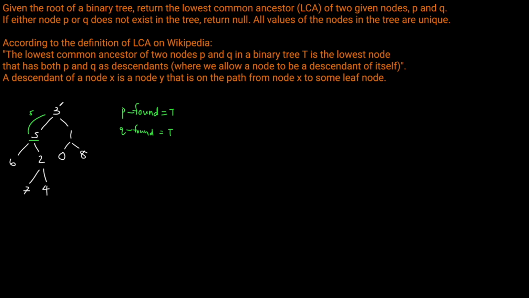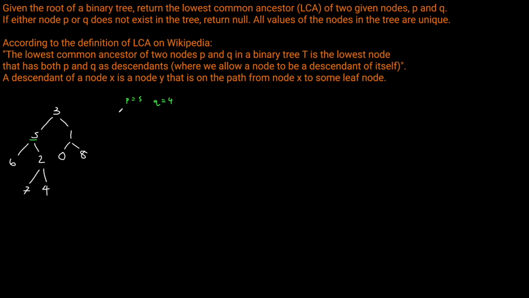So for example, we'd start at the root. Let me get rid of all this. We'd start at the root and we'd say, okay, does 3 equal P or Q? No, it doesn't. Okay, so now we need to explore its left and right trees. So we go to the left first. So now we're at the 5, and we'll pretend that P equals 5 and Q equals 4, right?